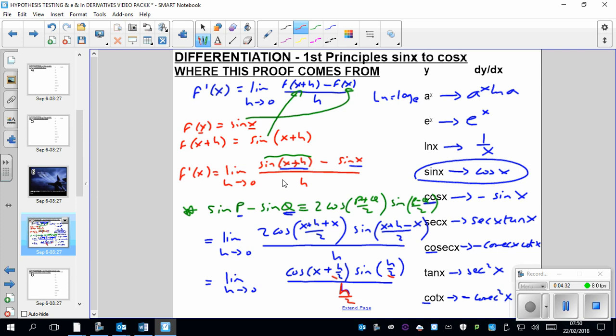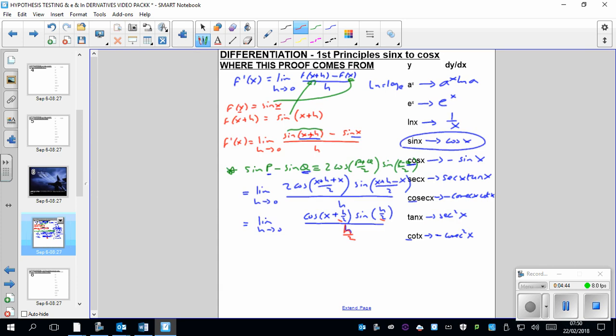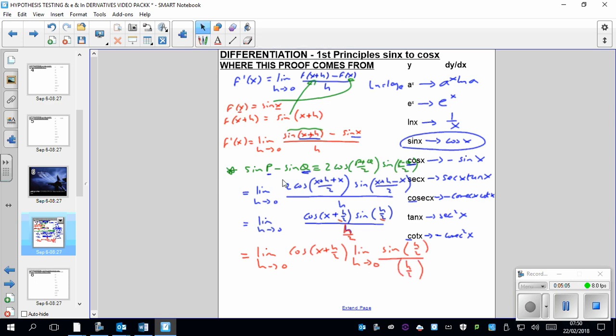Because think about it, if you do something divided by a half, the 2 flips back up to where it starts from. So I haven't changed anything, I've just done a bit of fancy rearranging. Now, strictly, when you take limits, if you're doing multiplication, it's actually true that what you're really doing is the limit of the first thing times the limit of the second thing, which is this.